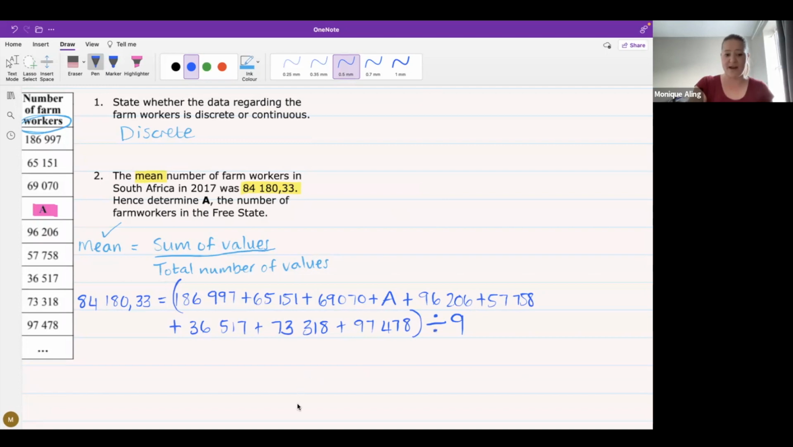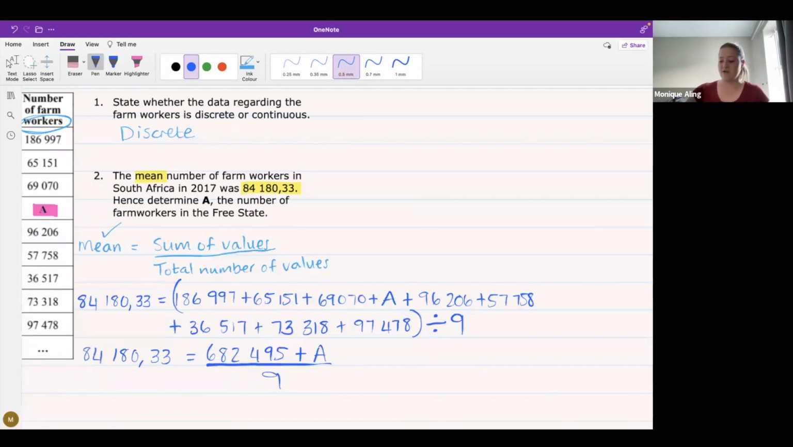No problem, Lucia. All right, so if I now simplify this, make it a little bit easier to look at, I'm going to add all these numbers up, and obviously still be left with plus A. So I'm going to add them up, and I get 682,495 plus A, because we still don't know what A is. And that's over 9.